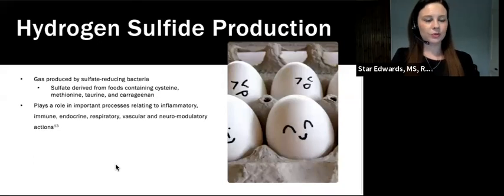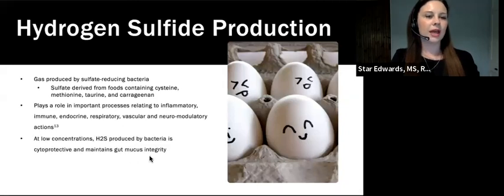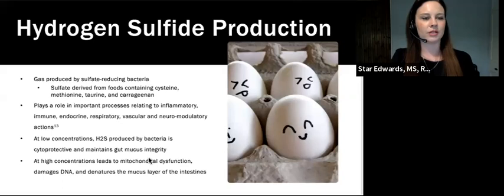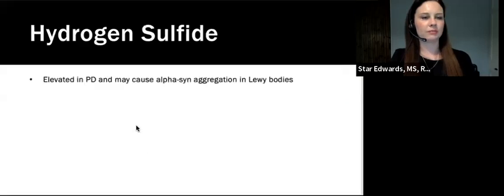It is important. We do need it because it plays a role in processes relating to inflammatory, immune, endocrine, respiratory, vascular, and neuromodulatory actions. And at low concentrations, hydrogen sulfide produced by bacteria is cytoprotective and maintains gut mucus integrity. So we need it for a healthy intestinal barrier. However, at high concentrations, it leads to mitochondrial dysfunction, damages DNA, and denatures the mucus layer of the intestines.